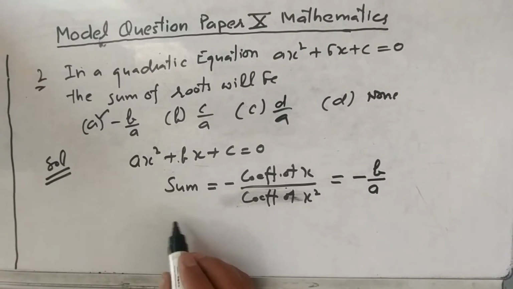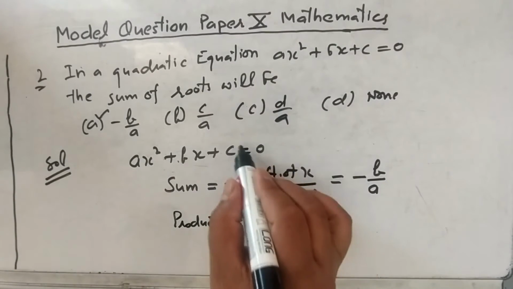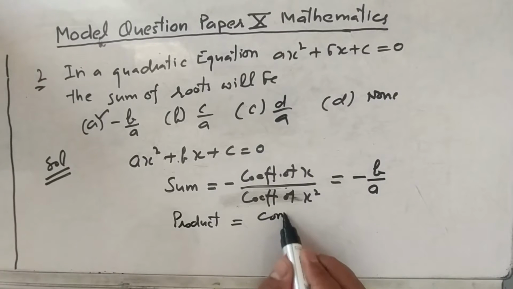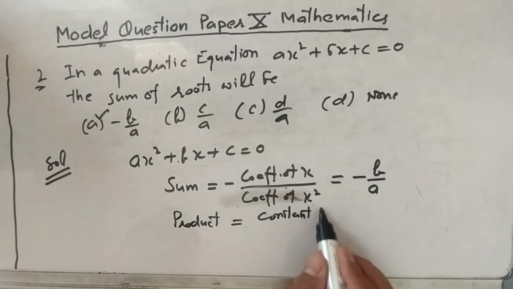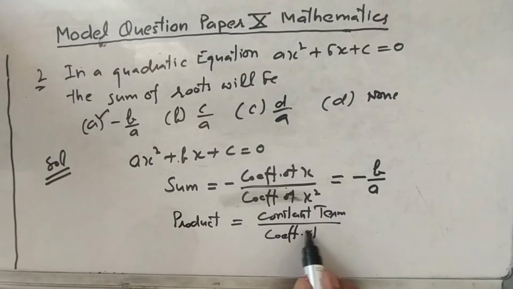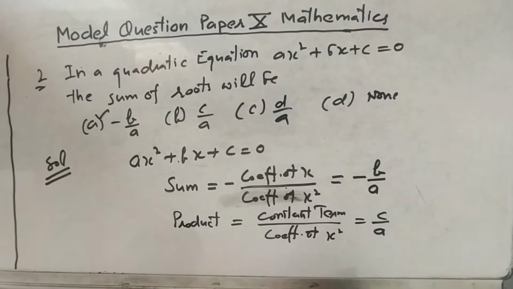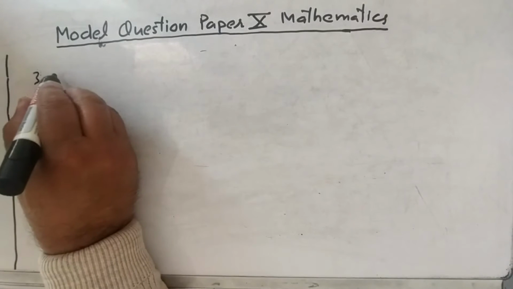If instead of the sum he is asking you to find the product, children, how to find the product? Product is nothing but the constant term upon the coefficient of x square, children. So this is c upon a. Okay, if he is asking you to find the product, this is the way. Now I'm coming to the next question.